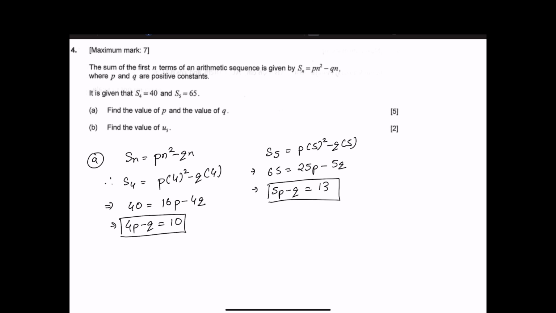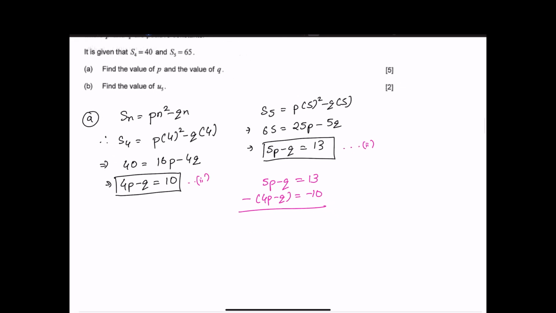How would I solve it? If this is 2 and this is 1, I'll do 2 minus 1. I'll subtract 1 from 2. So what I'll get is 5p minus q equals 13. Then I'll subtract it. 4p minus q equals 10. So this will give me 5p minus 4p minus q plus q equals 13 minus 10. Upon simplification, I get p would be equal to 3. This is one solution, p equals 3.